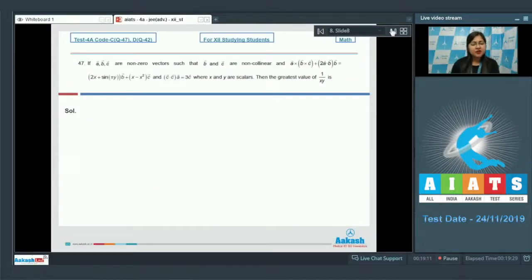Next is question number 47, which says that if A, B, C are non-zero vectors such that B and C are non-collinear and A vector cross B vector cross C vector plus 2 times A dot B vector is equal to 2x plus sine pi y B vector plus x minus x square C vector. Also it's given that C dot C into A is equal to 3C vector, where x and y are scalars, so we have to find the greatest value of 1 upon xy, right? So it is given over here that C dot C into A vector is equal to 3 into C vector. So let us take the dot product by C on both sides.